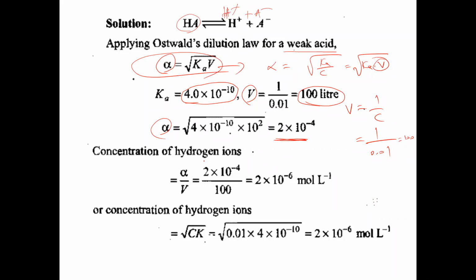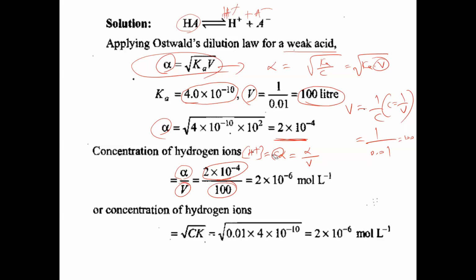So the concentration of hydrogen ions is generally alpha by V, the alpha value we got divided by V. Otherwise, the H plus ion concentration is C alpha. In place of C, we can also take 1 by V, so alpha by V also we can take. V is equal to 1 by C, otherwise C is equal to 1 by V. So in place of C we can write 1 by V, so alpha into 1 by V, alpha by V.